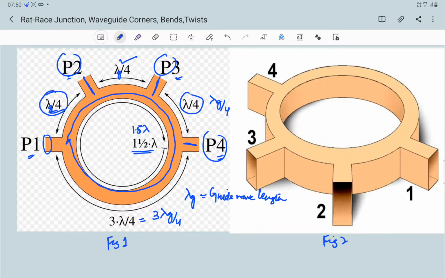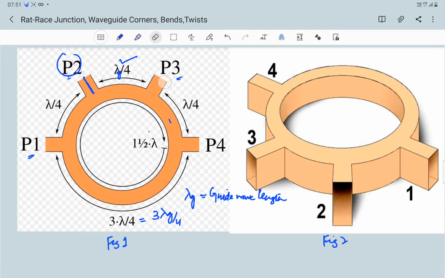Now, in order to understand the working of this rat race junction, let us consider that we are feeding a signal at port 1. So say, for example, we are connecting a wave at port 1. This gets split into two waves. Some part of it will flow in clockwise direction, with respect to the center of this junction. So let's assume this is the center of the junction.